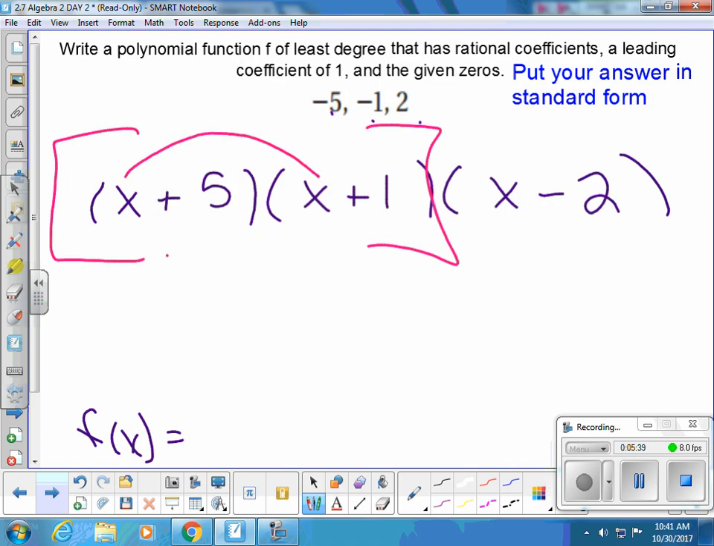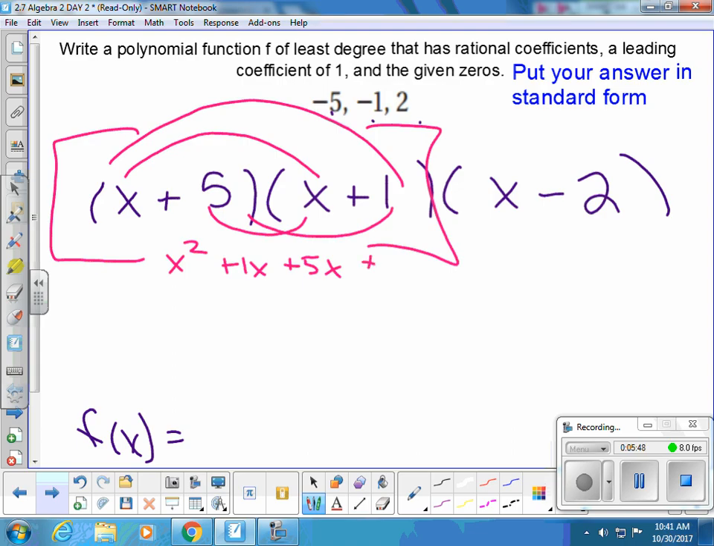So x times x squared. X times 1, 1x. 5 times x is 5x. And 5 times 1 is 5. Add up your middles.